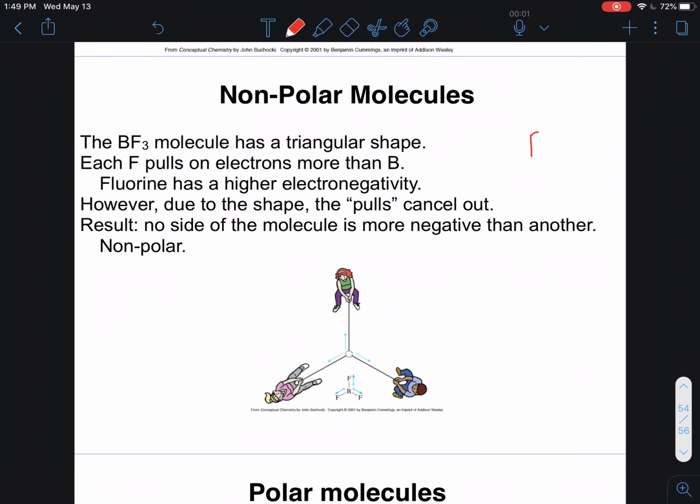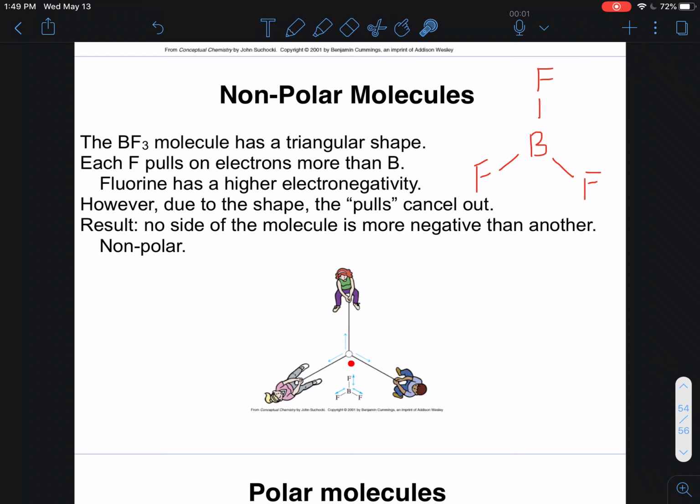never really talked about BF3, but we know that fluorine is the most electronegative atom. So anything that fluorine binds to, if it's not an ionic compound, if it's a covalent bond, is going to be polar because fluorine is so electronegative. So BF3 is a really good example of a molecule that's made up of polar bonds, but it's collectively nonpolar, all right?